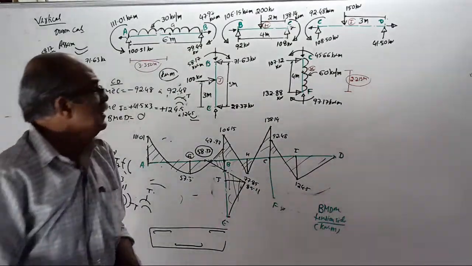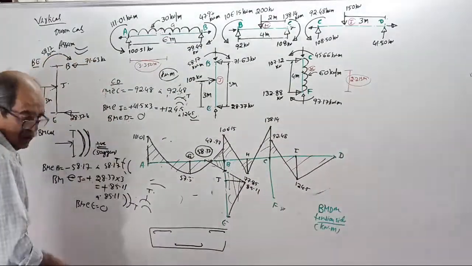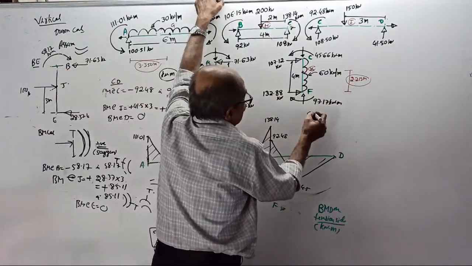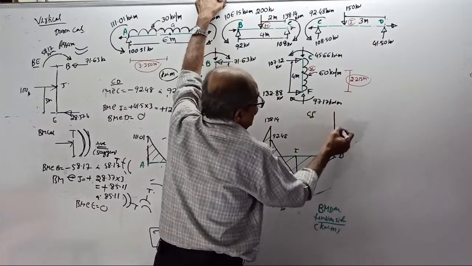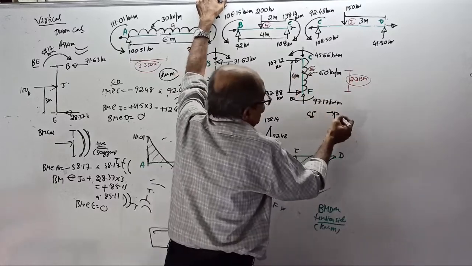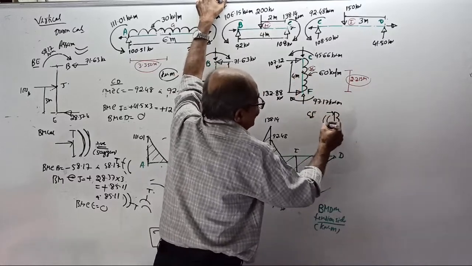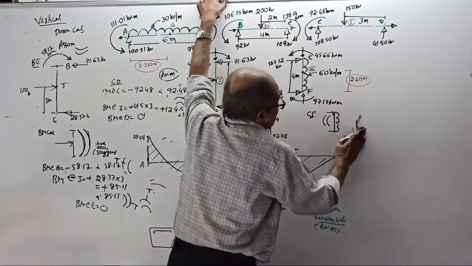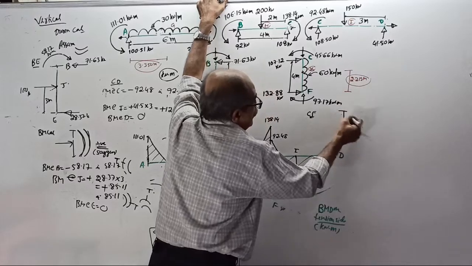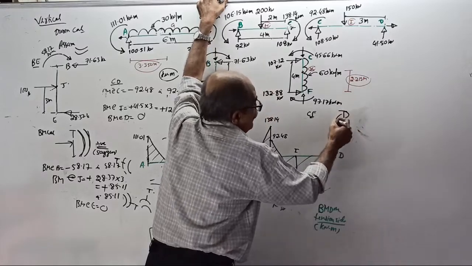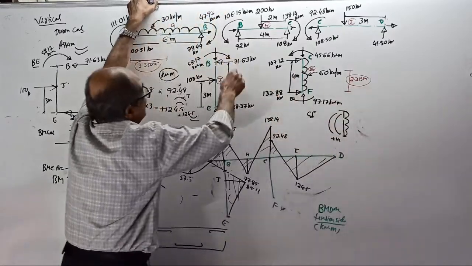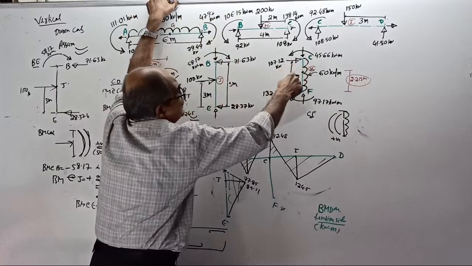Okay. Now, last member. Which one? I will do it here only. CF member. CF member is loaded like this. So if you simply support the beam, it will sag this way. So I will take this as sagging. Clear? For CF member, load is from this side. So I will take sagging positive. This member, this is sagging.